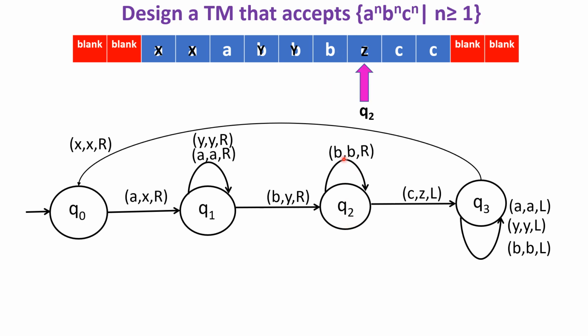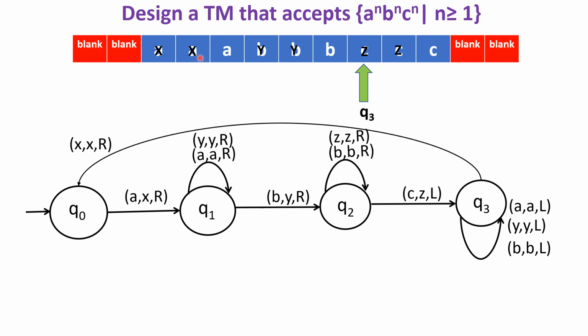In the right, keep all the B's as they are. And now Z also as it is. So we have one more transition: Z, self loop, move towards the right. Once we come across a C, C is replaced as Z. Change the state from Q2 to Q3 and move towards the left. On the left, go on moving left until you get the first X, being in the same state Q3.